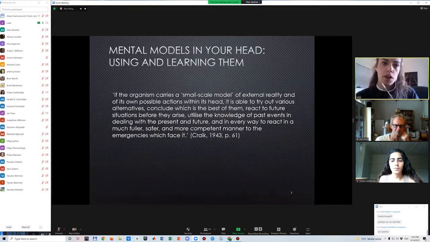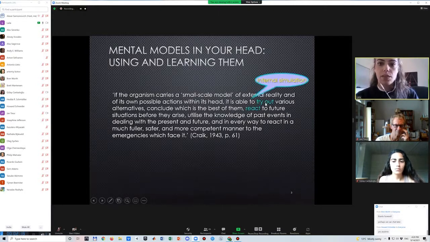So first of all, mental models in our head, using and learning them. I guess every single one of us will use them in some shape or form, whether you know about it or not. So Craik explains this really nicely as follows. If an organism carries a small-scale model of external reality and of its own possible actions within its head, it's able to try out. So the trying out will be some kind of internal simulation.